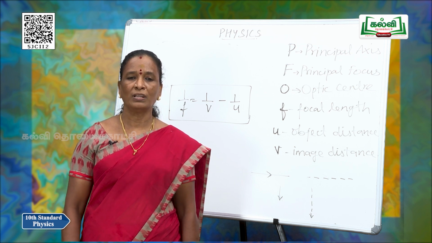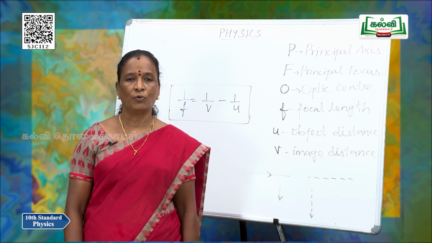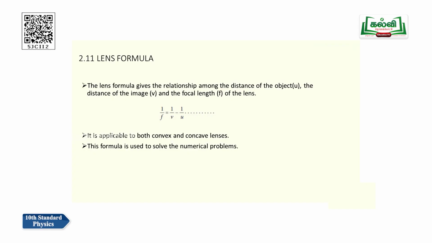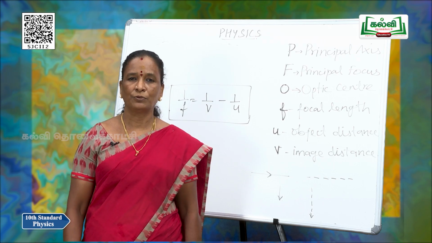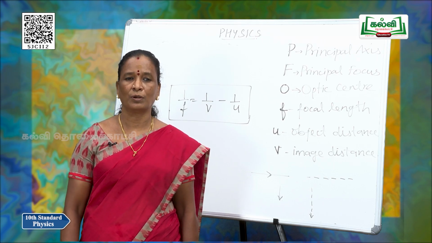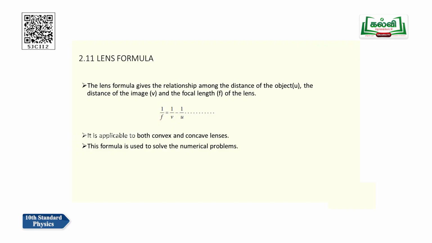So, this formula gives the relationship between the focal length, the object distance and the image distance. It is applicable for both convex lens and concave lens. Convex lens-க்கும் concave lens-க்கும் same இதே formula தான் நம்ம யூஸ் பண்ண போகிறோம். The formula is used to solve the numerical problems that are given in the book back.